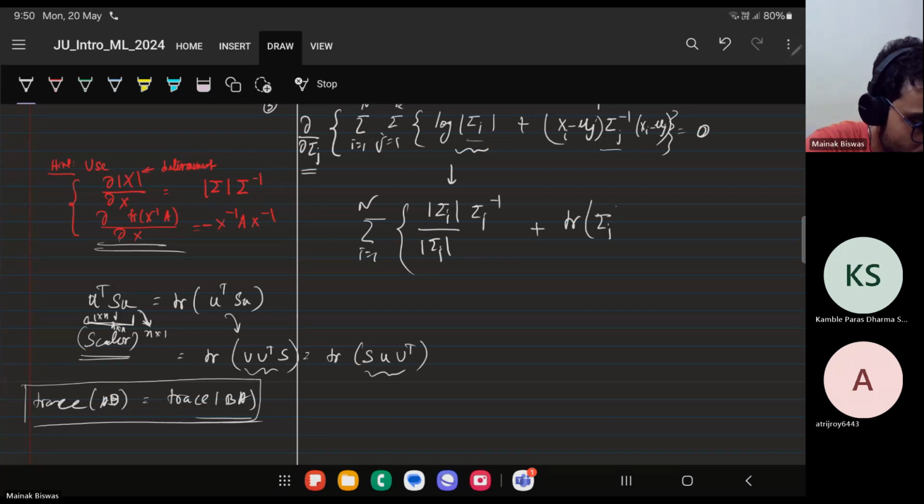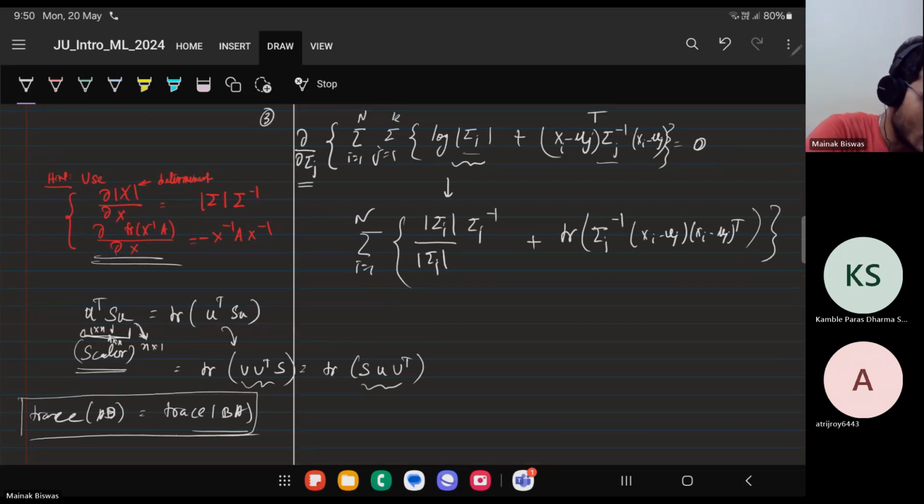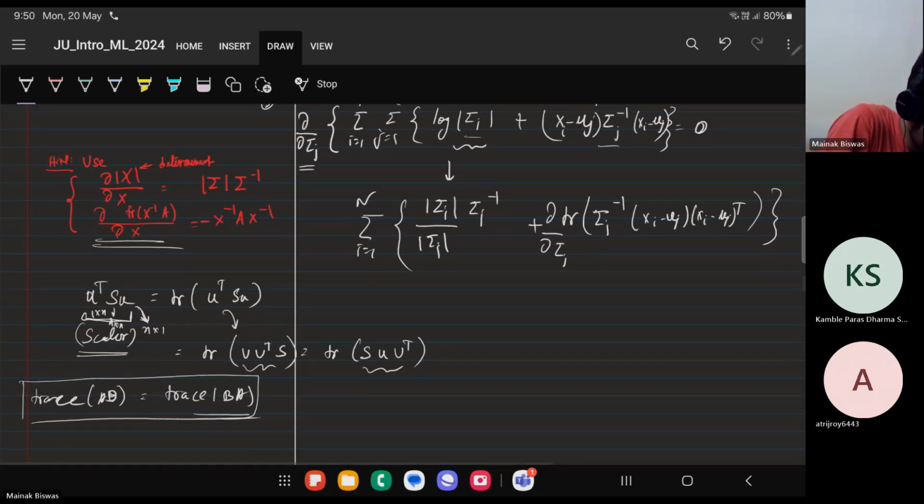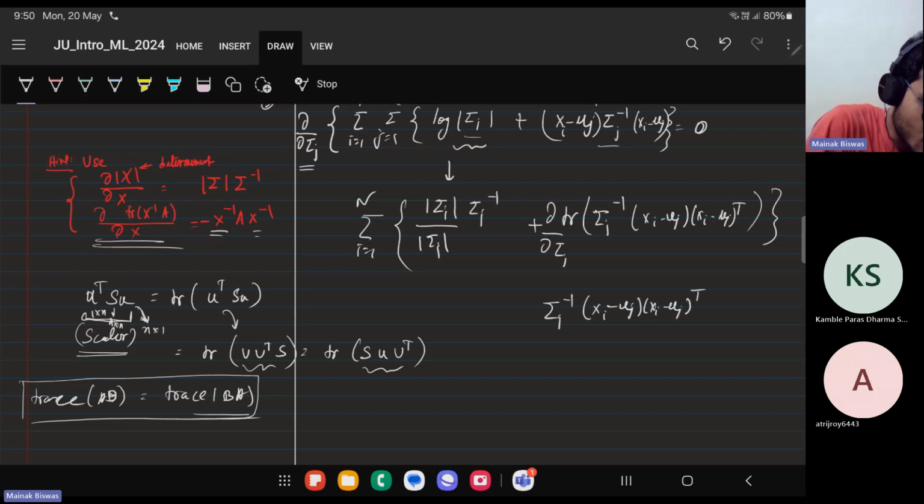So Σj inverse (xi minus μj)(xi minus μj) transpose. The derivative of this with respect to Σj we have seen as twice, write the inverse on both sides: Σj inverse (xi minus μj)(xi minus μj) transpose Σj inverse with a negative sign. This gets cancelled. Σj inverse, right?